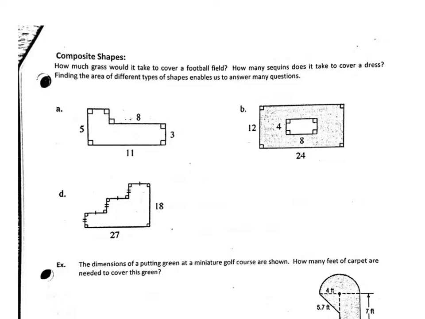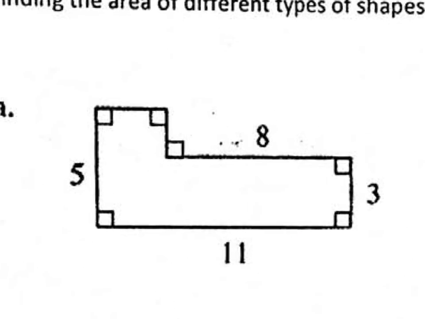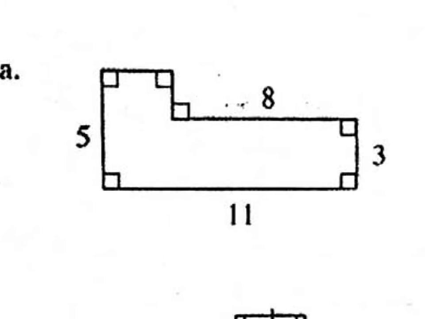However, sometimes we have shapes that are not perfect polygons, as far as being regular polygons or quadrilaterals or triangles. For instance, look at A. How would we go about finding the area of this figure right here? Well, we can break this down into two figures that we do know how to figure this out for.